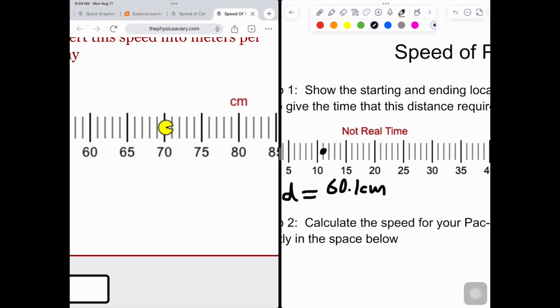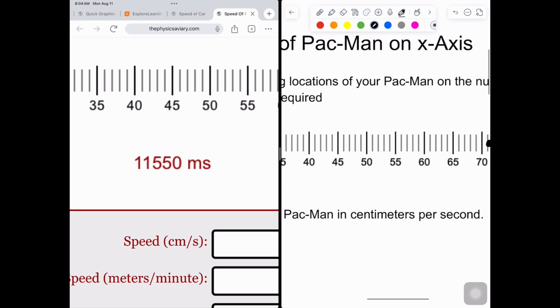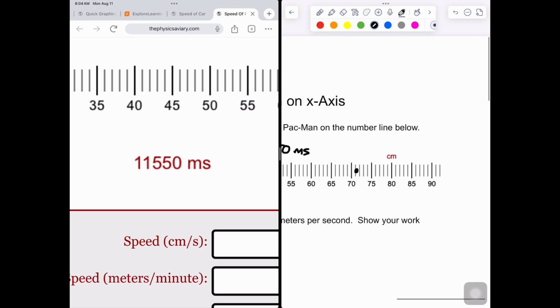60.1 centimeters. Now, my time is 11,550 milliseconds. Okay, so let's take a moment to examine that one. 11,550 milliseconds. If you remember your metric staircase, meters, liters, gram, and seconds are on the middle. Milli is way down here.